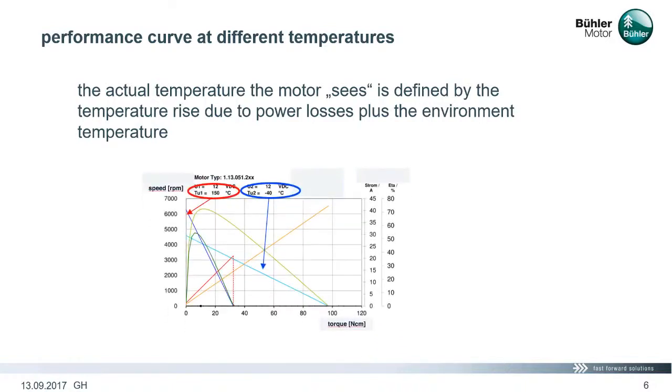Performance curves of a 13050-1200 motor at minus 40 degrees C and 150 degrees C are shown here and display the big range the motor covers between the temperature limits. For instance, stall torque varies from around 30 Newton centimeter to almost 100 Newton centimeter. We need to keep in mind that it is the same motor operated with the same voltage.